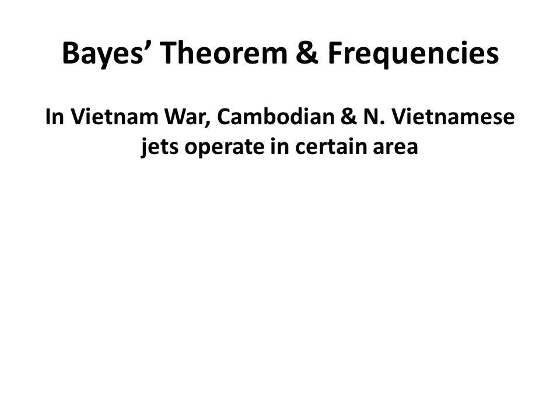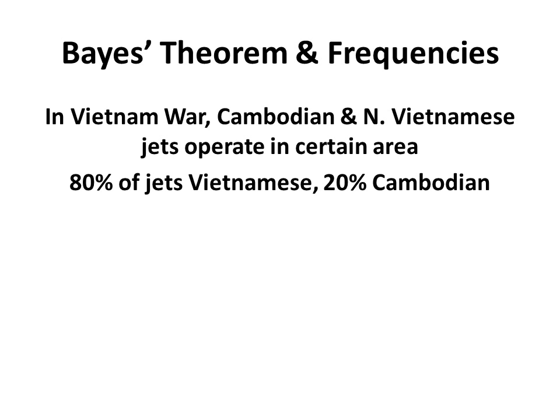Okay, so let's look at this case. The case is, in the Vietnam War, there are Cambodian and North Vietnamese jets operating in some area. Keep in mind that Kahneman and Tversky, when they did their groundbreaking work on heuristics and biases, were working in the early 70s. So suppose that, out of all the jets operating in this area, 80% of them are North Vietnamese and 20% are Cambodian. So you'll recognize these as base rates, background frequencies.